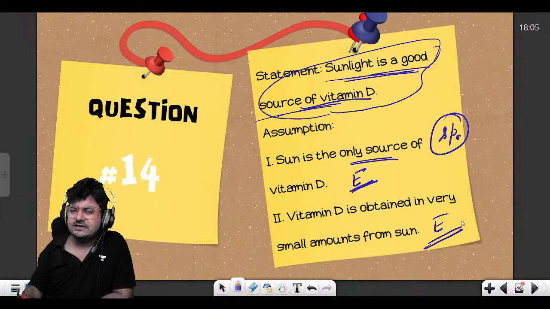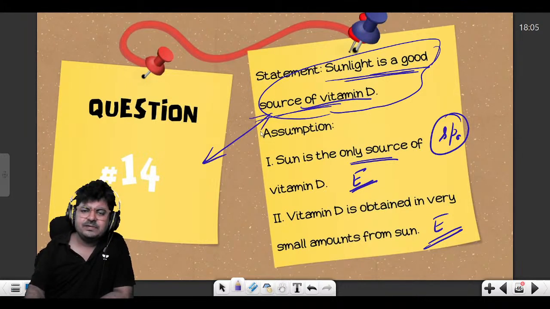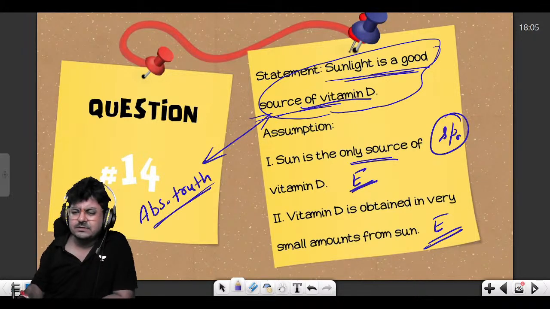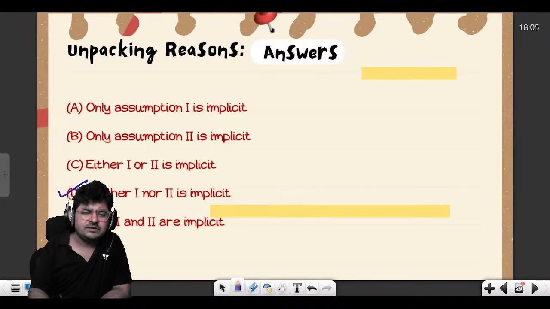You can't go against the statement. Be specific. True. The statements are absolutely truth. Remember this. So neither one nor two is implicit.